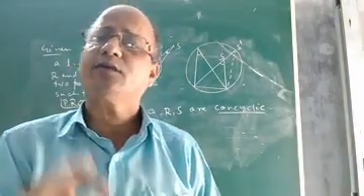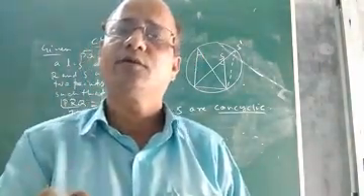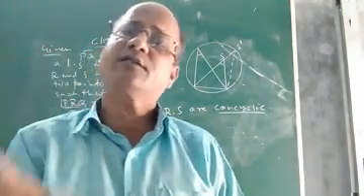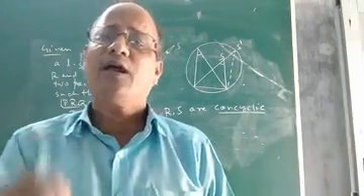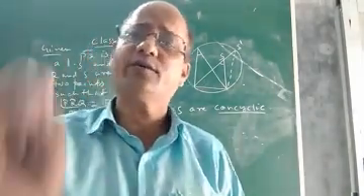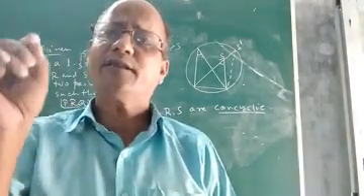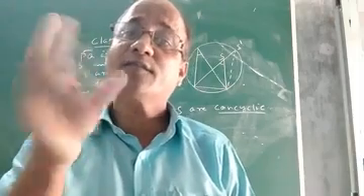Children, in the last class, we discussed theorem 10.9, where we proved that angles lying on the same segment of a circle are equal, or of equal measure. And one more truth we had discussed: an angle in a semicircle is always 90 degrees, or a right angle. Now we will discuss a very important theorem which gives us the idea of concyclic points.